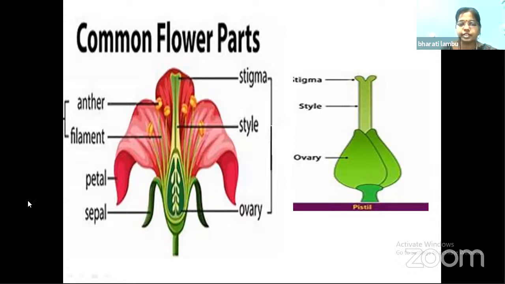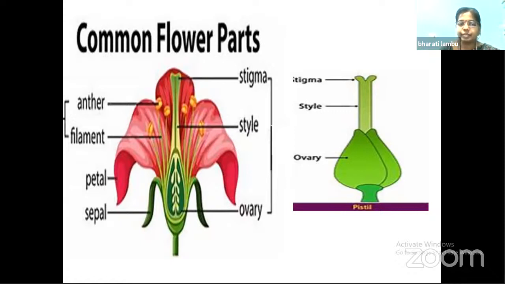The outermost whorl is the sepal, and next to the sepal is the petal. Sepals are generally green in color and petals are brightly colored. The useful nature of the petal is that it is attractive to living organisms. For example, insects that visit the flower come because of the attractive nature of the petal. So sepals and petals are present in the outer whorls of the flower.